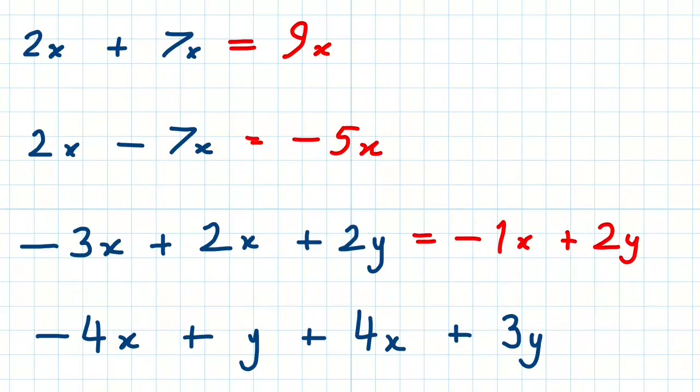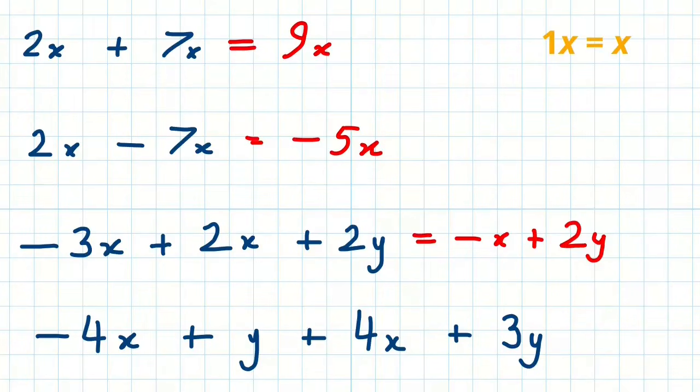Can we also add the 2y? No, because that is not a like term to the x terms. It is an unlike term. Now, there's extra details in algebra which you need to remember, and one of them is that if you see 1x, we can simply write that as x. So rather than writing minus 1x plus 2y, we will write minus x plus 2y.